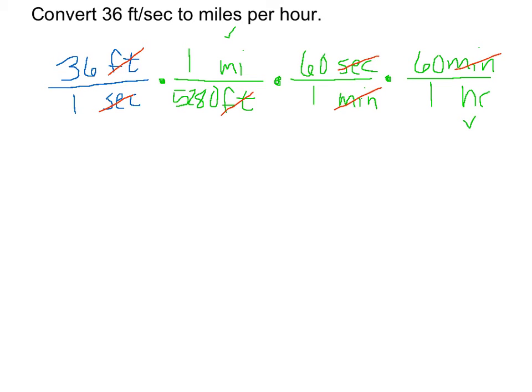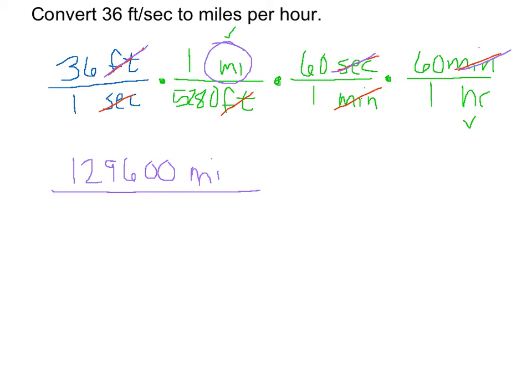So here's what I'm going to do. I'm going to go ahead and do this in purple. I'm going to multiply all the numbers in the top, because whenever you multiply fractions, you multiply the top numbers and you multiply the bottom numbers. So when I multiply all the top numbers, I have 36 times 60 times 60. And that's going to give me a really big number. That gets me 129,600. And the only unit of measurement on top, since all three of these canceled out, the only unit of measurement left is miles.